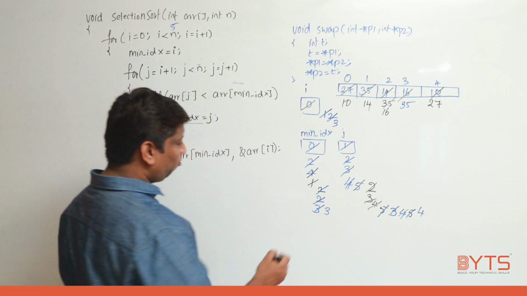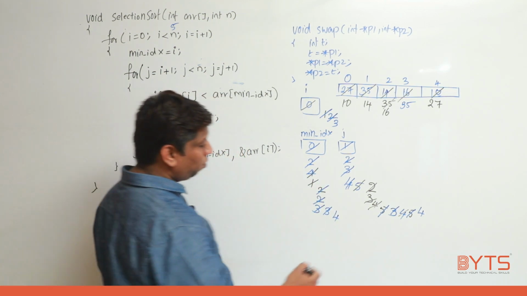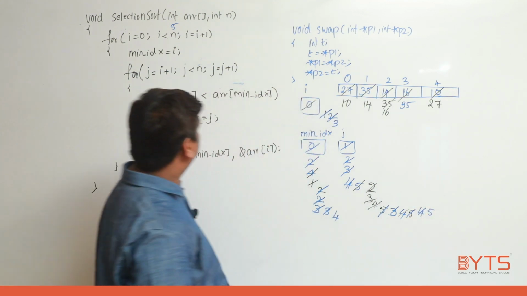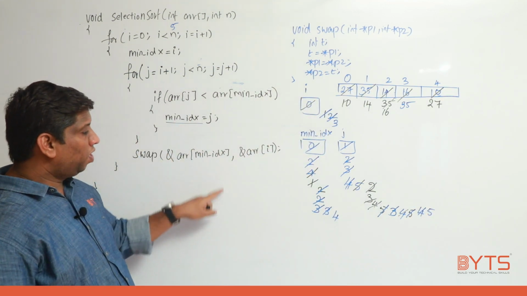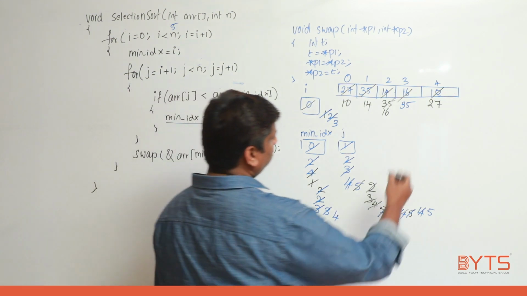Now update the min index to what? 4. And j value is updated to what value? 5. 5 less than 5 is false. Come here. Value at 4th location and 3rd location are swapped.